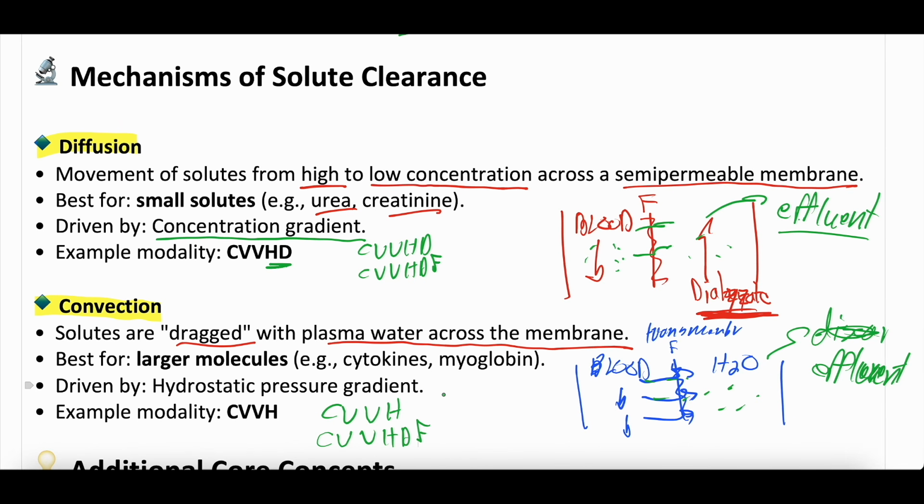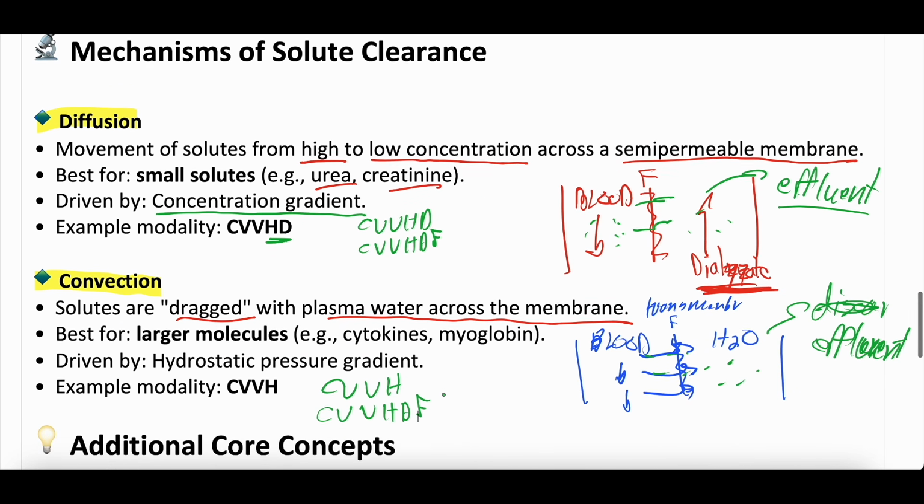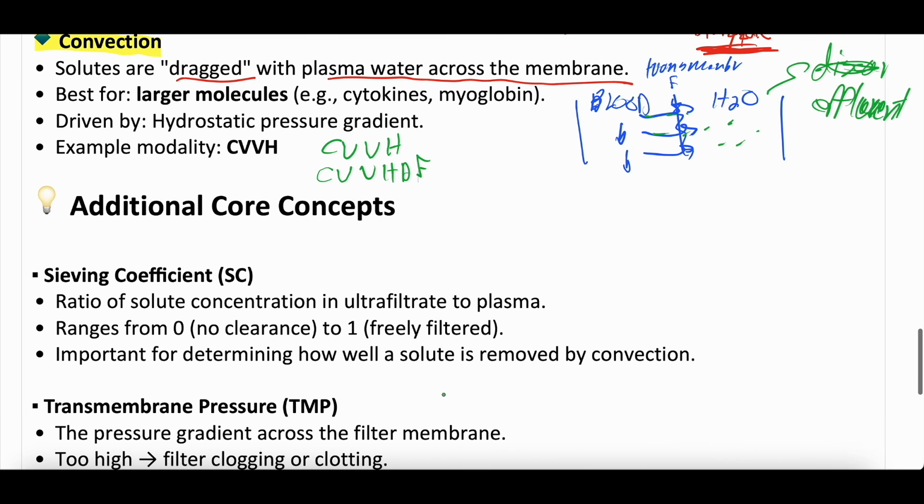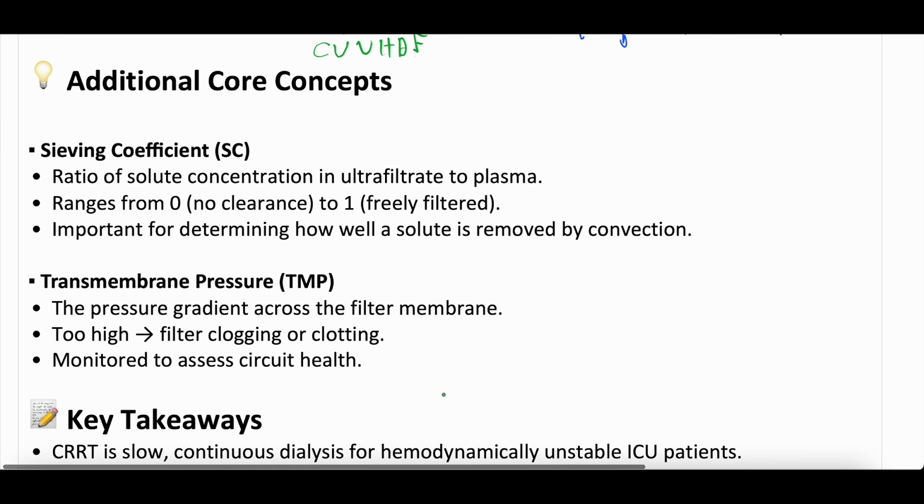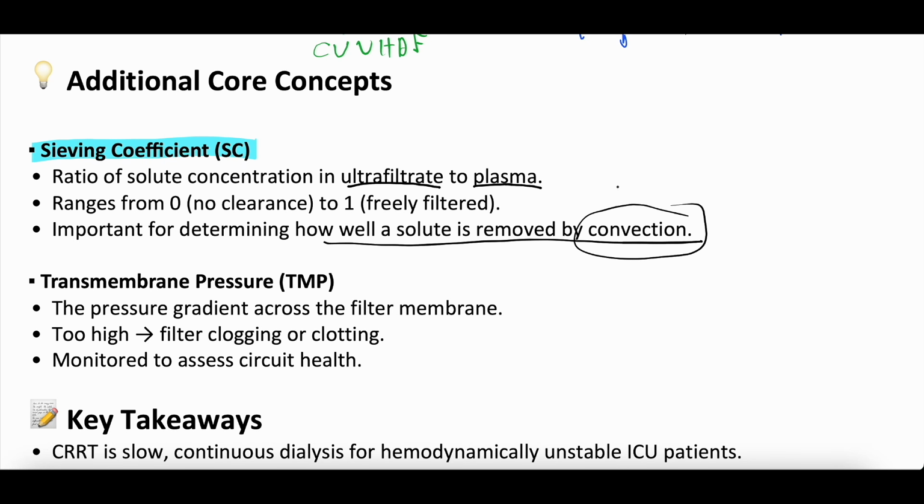All right, hopefully that's starting to make a little more sense, although, again, this does take repetition for everybody, me included. So just additional core concepts. These are more advanced, so I think it's reasonable to throw it out there, which is why we included it, but just know these are more advanced. There's something called the sieving coefficient. The sieving coefficient is the ratio of solute concentration in the ultrafiltrate as compared to the plasma. And the reason I want to point this out is because it essentially helps you determine how well a solute is removed by convection. 0 being it's not removed at all, and 1 being it's freely filtered.